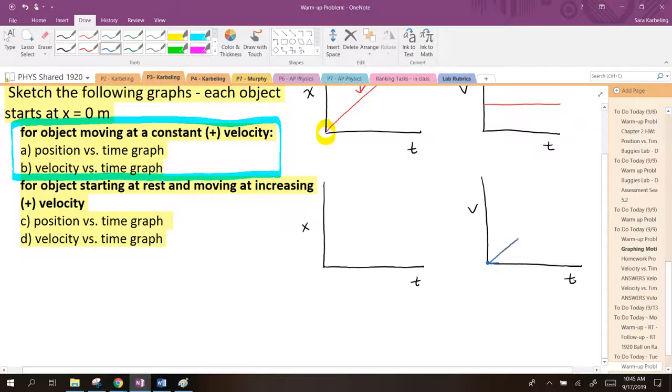I want this velocity to go up, up, up, up, up. Okay? It starts at rest and then it moves at an increasing velocity. So as time goes on, velocity keeps getting bigger and bigger.